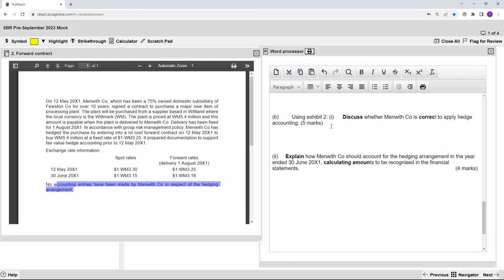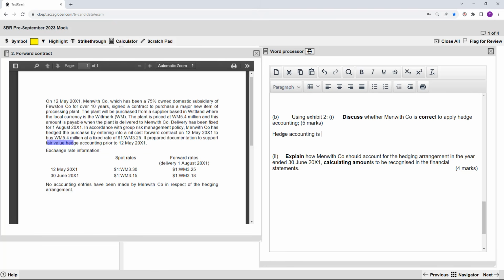Well, I don't like the question. I mean, I don't like the fact that it's on hedge accounting. We're told it's a fair value hedge, by the way. We've got the statement that it's a fair value hedge. Discuss whether they are correct. Hedge accounting is optional.